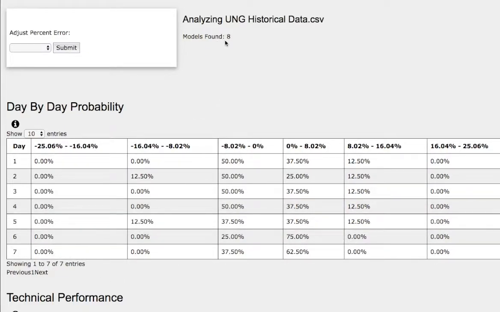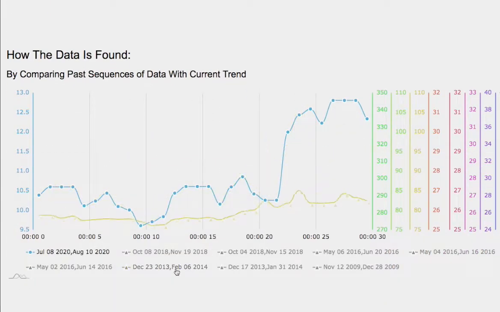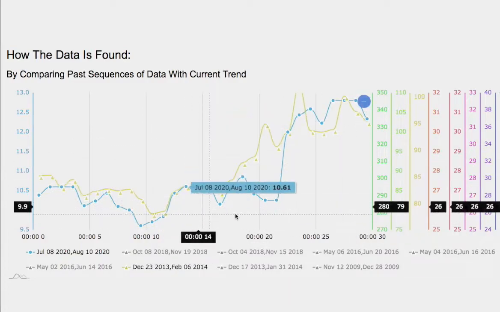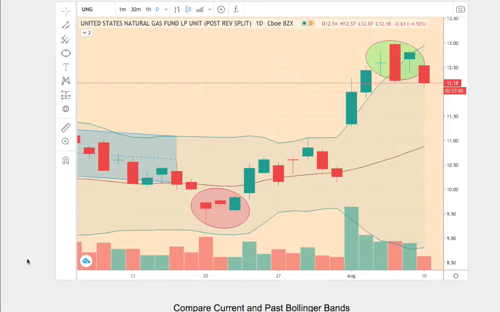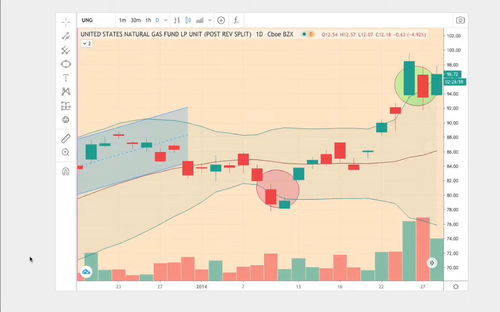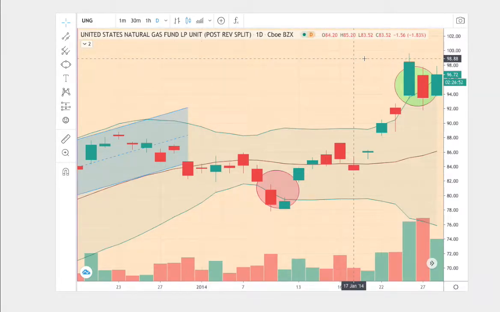And which one of these models should we use as a reference? Let's examine the line graph right here. So the blue lines are the current trend and the line overlapping it happens to be the best match. So right here we have our current trend and the trend below is the one that we found on the line graph above. This trend dates back to December 23rd, 2013 to February 6, 2014.